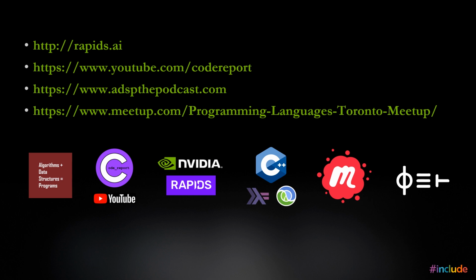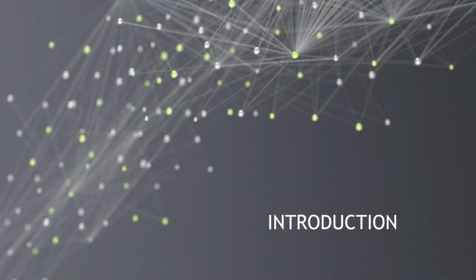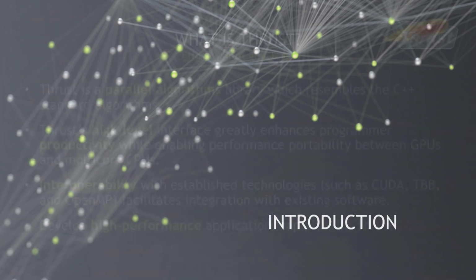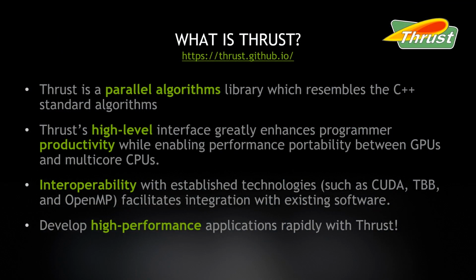And with all that said, let's hop into the introduction of this talk. So what is Thrust? Let's first focus on this. Thrust is a parallel algorithms library which resembles the C++ standard algorithms. So very simply, it's basically just algorithms that can run on both the host and the device, aka the CPU and the GPU, that are modeled after the C++ standard algorithms. The rest of the information you can find verbatim on the Thrust github.io page. Visit that to check it out.